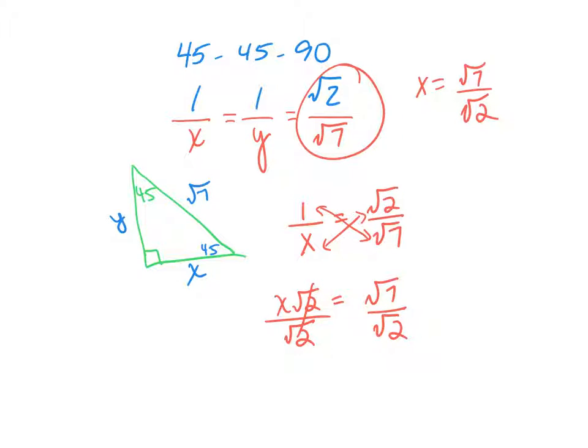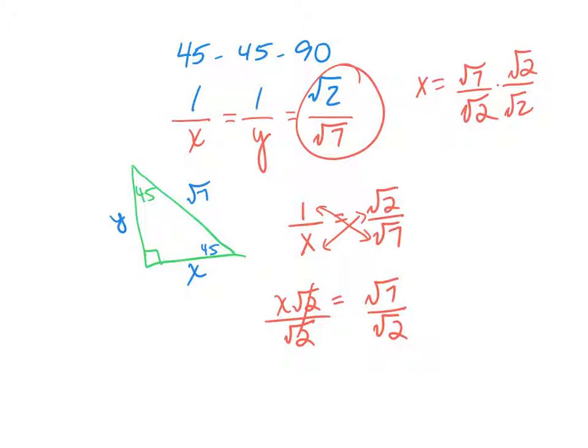So we have to multiply this by radical 2 over radical 2. What is radical 2 over radical 2 equal to? 1. Anything over itself equals 1. So we're really not changing the value of the number. We're multiplying it by 1. We're changing the look. We're getting the radical out of the basement.